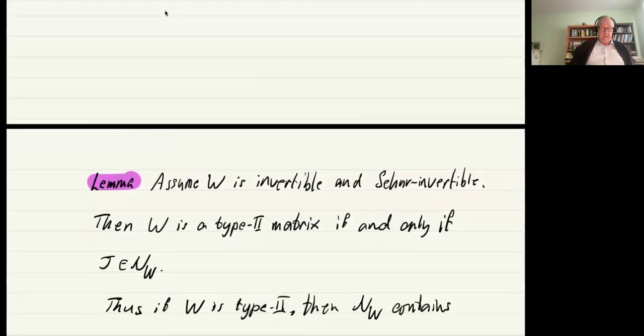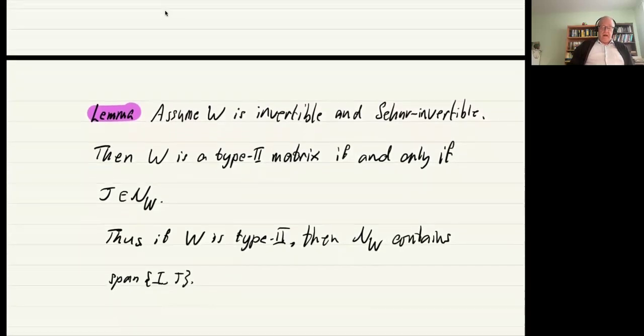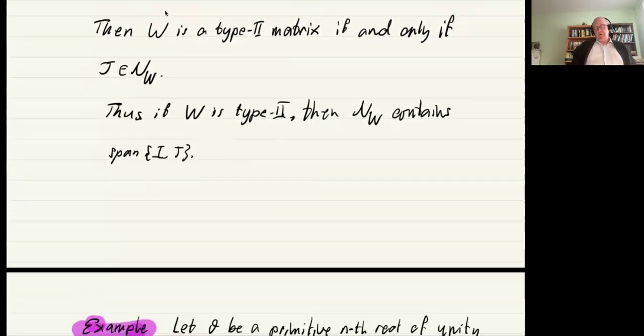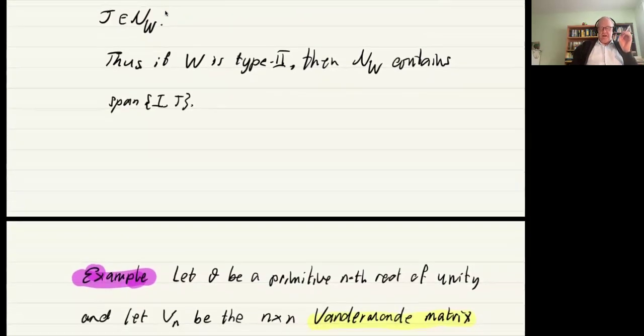Okay. Now, I said that the Nomura algebra contains the identity. Now, for all we know, it may be we pick our type 2 matrix and compute the Nomura algebra and discover it is just the identity. Now, we can do better than that in the cases we care about.